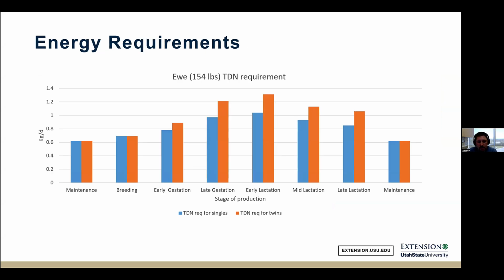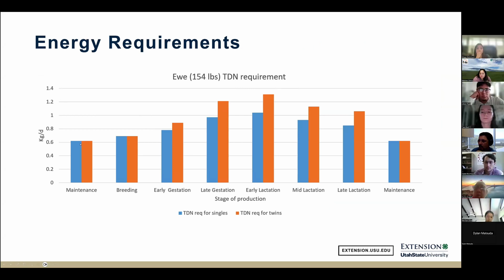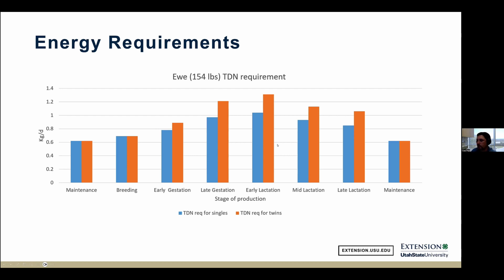We talked about stage of production and body condition scoring. Here are the different stages of production with energy requirements for our ewes, in this particular case a 150-pound ewe. You can see that those energy requirements are much less in maintenance than they are going into late gestation and early lactation. Early lactation is really the crux of where all our grocery bills go.